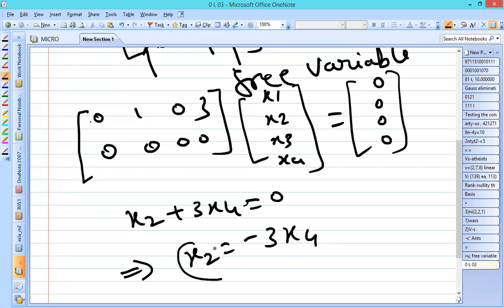Here you can see that x2 is a dependent variable. It depends on the variable x4, whereas x1, x3, x4 are considered the free variables. For free variables, you can assign any value. Once you can set 0, and once you can set 1, also.